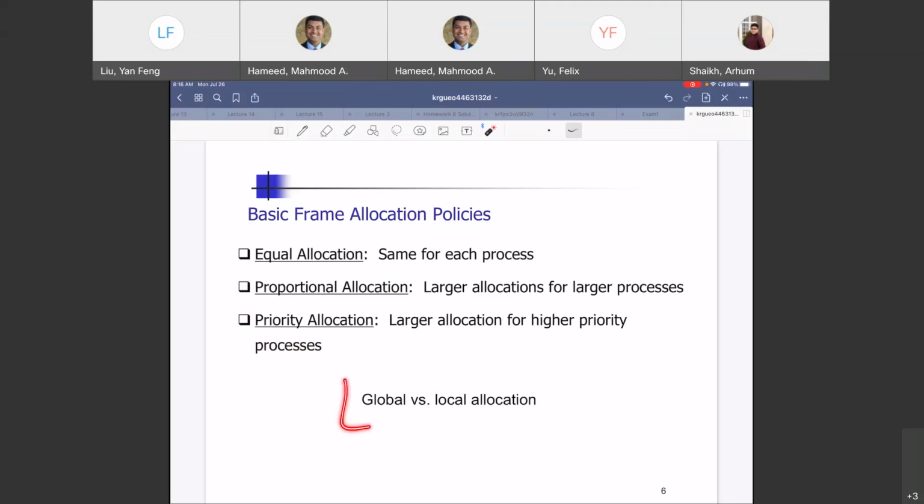Now, this particular allocation could be global or could be local. What does that mean? Local essentially means that I have got a section of frames over here that I'm going to reserve for certain processes. So I can assign frames from this limited set of frames, or global, all of physical memory. I can allocate frames from anywhere in my physical memory.